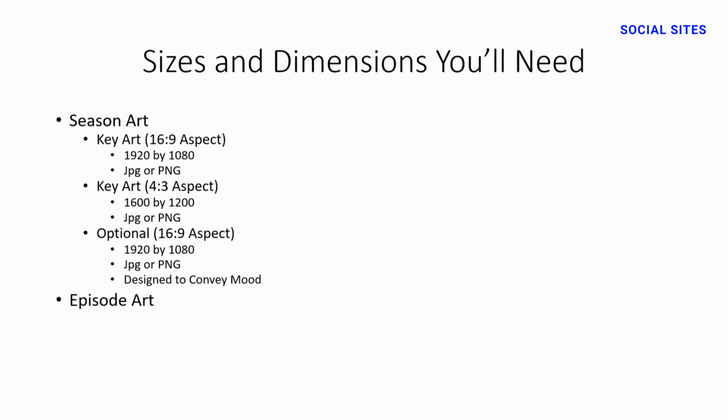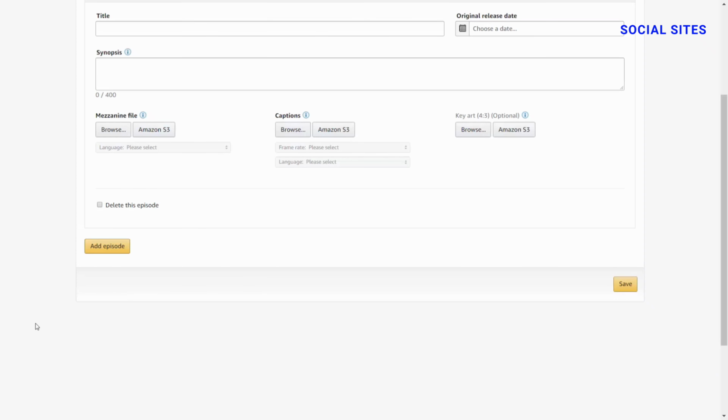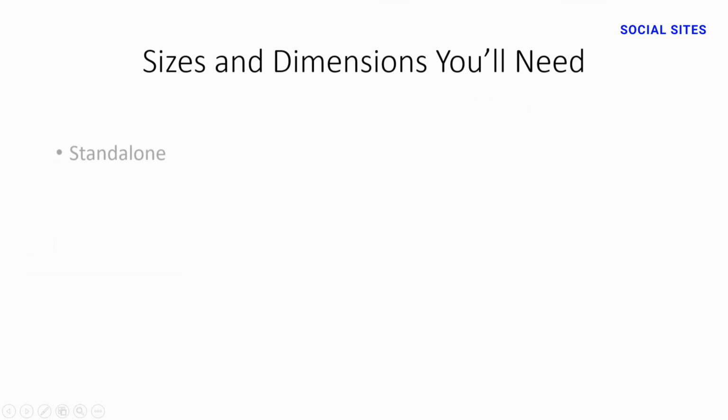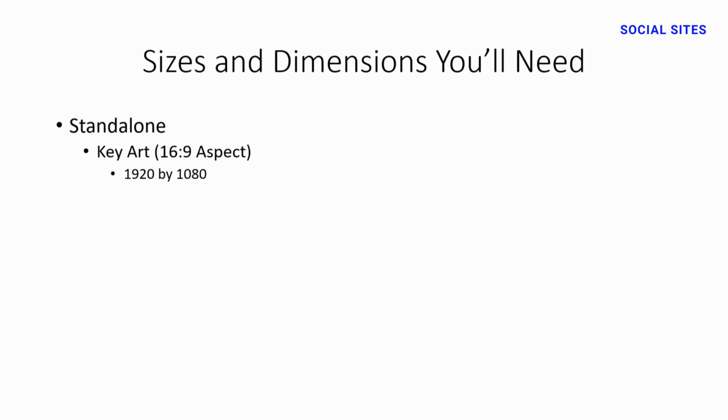Now, you can also include artwork for individual episodes. That episode will require a key art aspect ratio of 4:3. It'll need to be 1600 by 1200, and it'll be JPEG or PNG. And you'll see that request when you are uploading your individual episode video. Now for the standalone videos, the key art will have 16:9 aspect ratio. It'll need to be 1920 by 1080, JPEG or PNG.